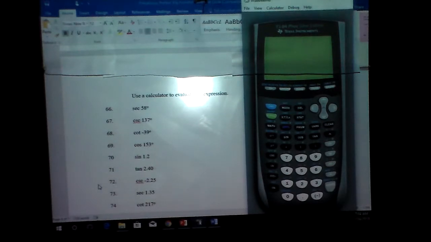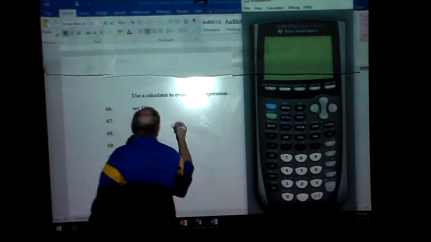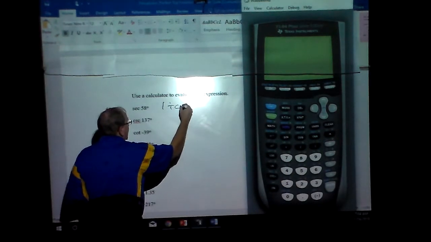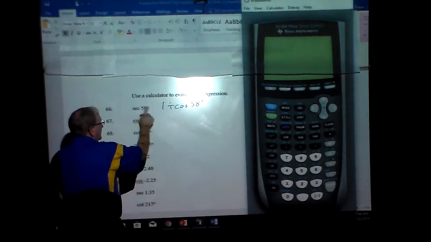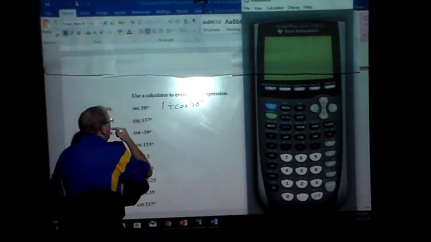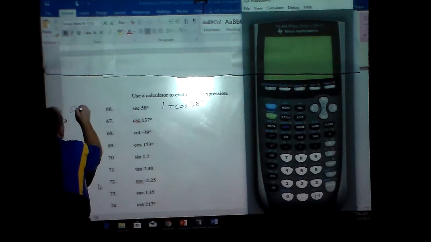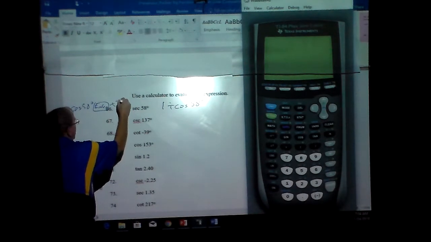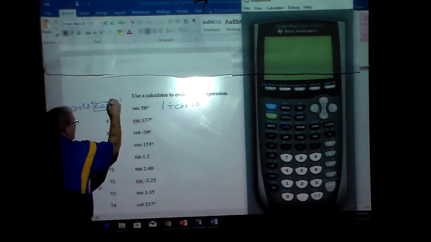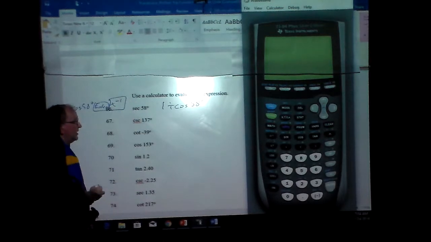So I'm going to go ahead and write those up here so that we can see them as we go to work it. Secant will have to be 1 divided by cosine of 58 degrees. Enter, because that is the reciprocal. You can do cosine of 58, enter, and then you have to hit the x^-1 button. I don't particularly like that method. I prefer the 1 divided by cosine 58.